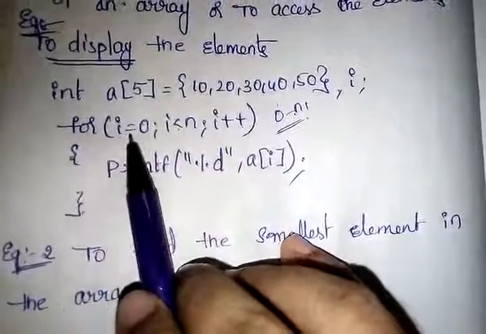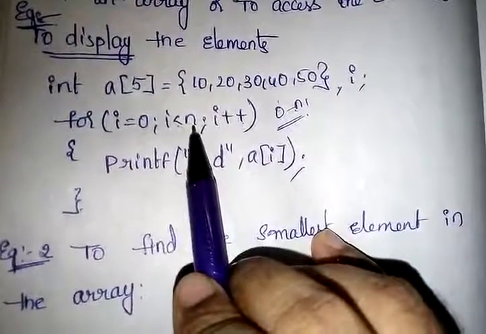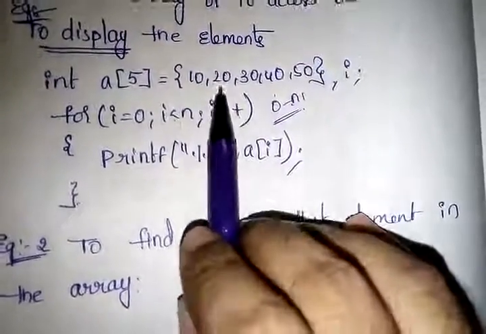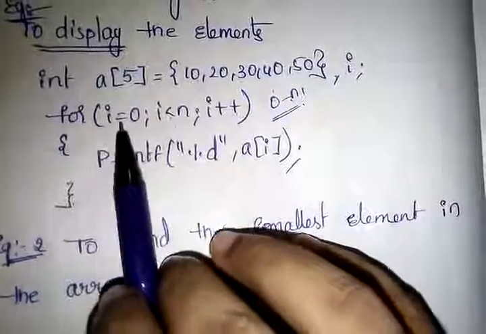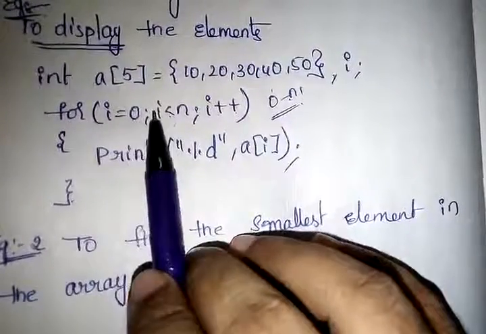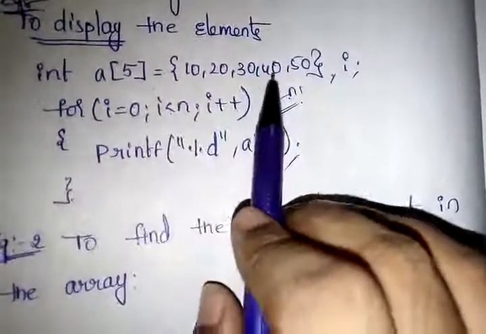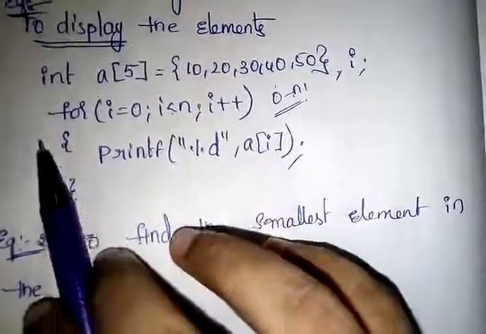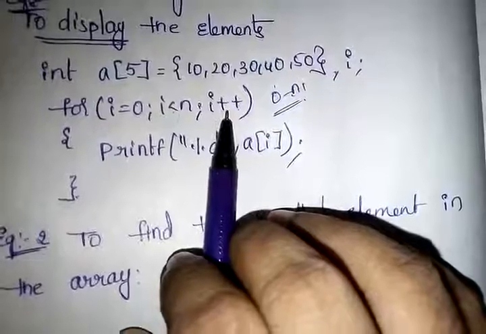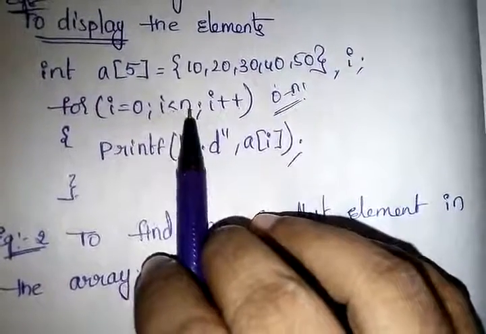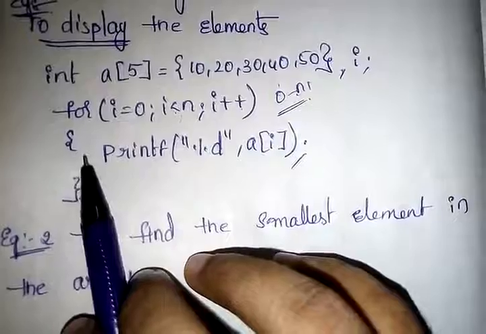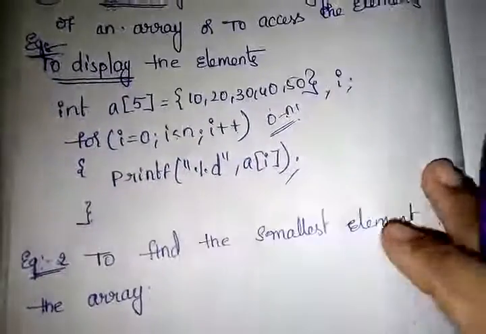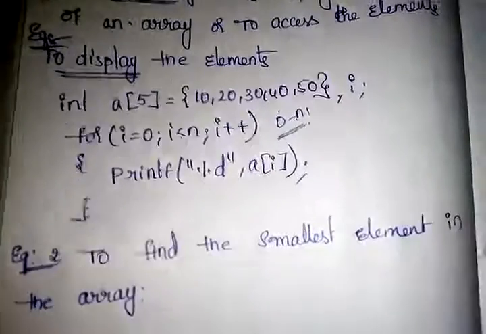Again i equal to 1 less than n, condition true, comes into the for loop and prints the next value 20. Likewise, when i is equal to 4 less than n, it comes and prints a of 4, that is 50. And after that it becomes i equal to 5, and 5 less than n is false, and the loop is broken out. So likewise we can display all the elements of an array.